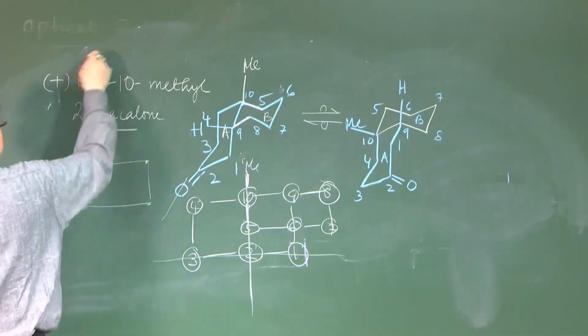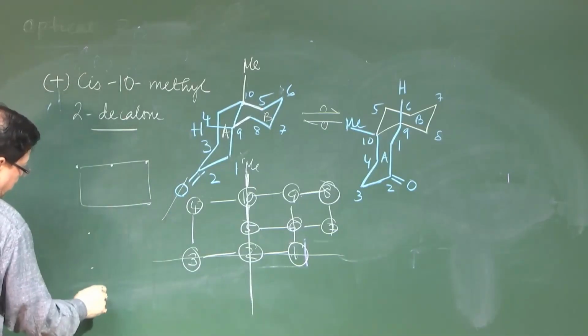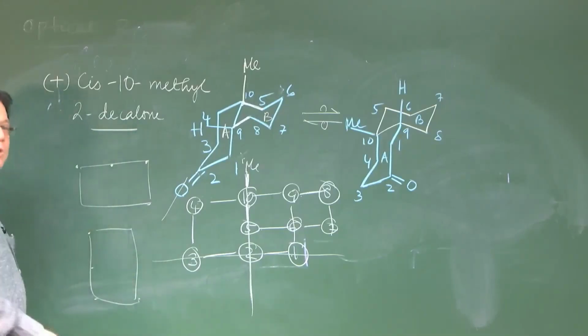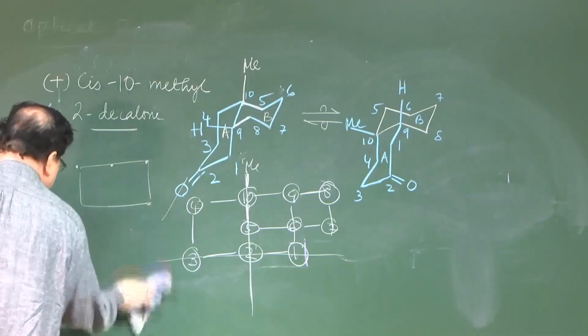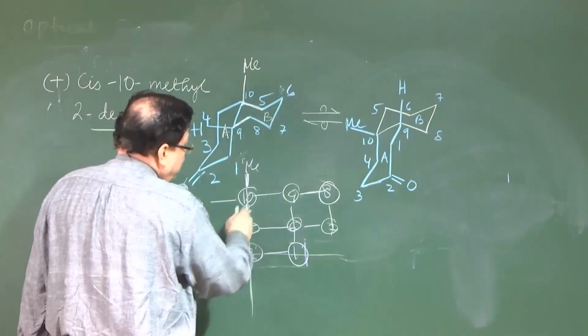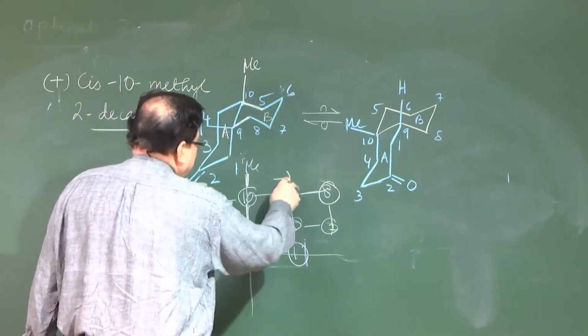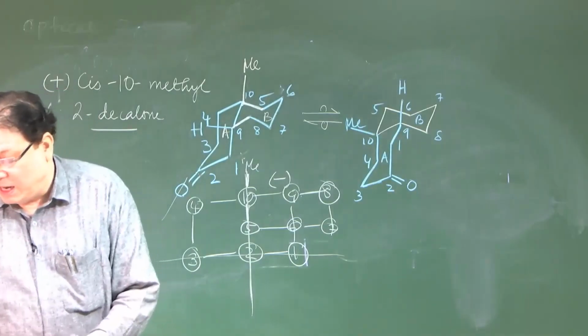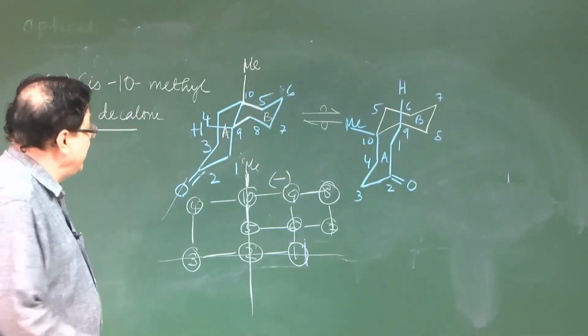If the 4 dots are like this, then you know the projection will be like this. Okay, that is what I am saying. So, this is the projection. So, according to this, the Cotton effect should be negative, it should show negative Cotton effect. What is the experimental? Yes, it has negative Cotton effect.